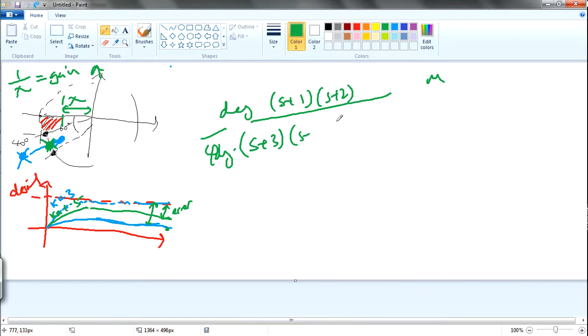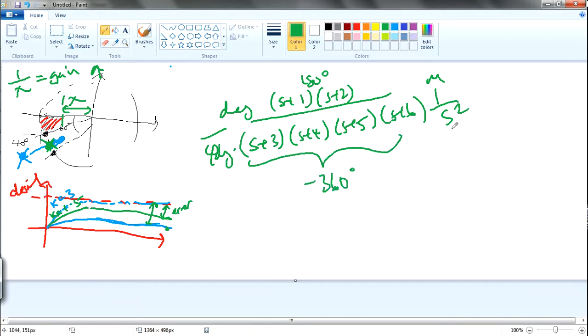What if we have 1 over s squared? What will be the relative order now? It's simply minus 360 degrees. This will contribute 180 degrees for the zeros, this will contribute minus 360 degrees, and this will contribute minus 180 degrees. Actually, this is 1 over s squared. If you cancel away, 180 plus minus 180, you have minus 360 degrees over here.